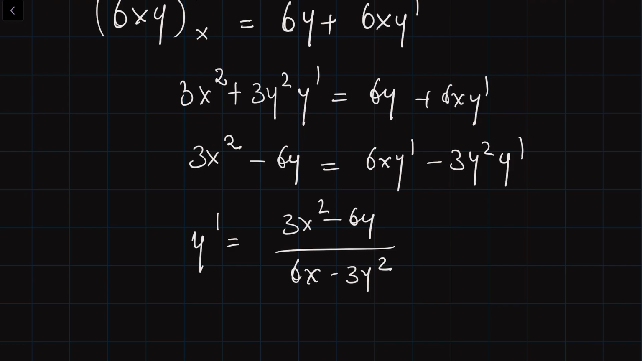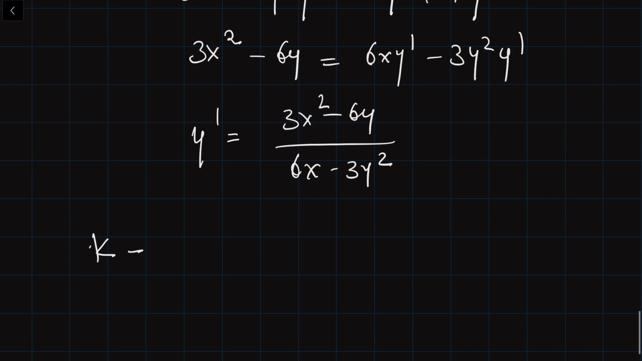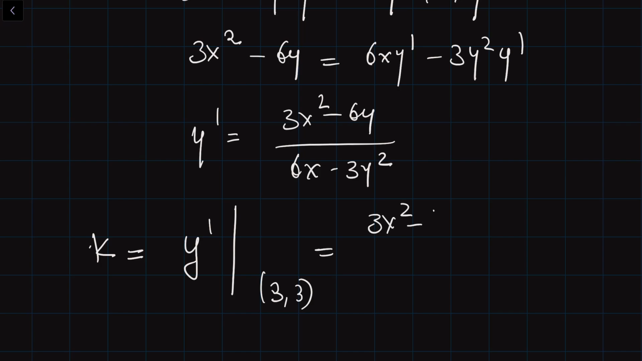Okay? So the k, the slope of the tangent line, is y prime at the point (3, 3). I just need to substitute 3 and 3 in this equation. So you just need to evaluate (3x² − 6y) over (6x − 3y²) at this point (3, 3).